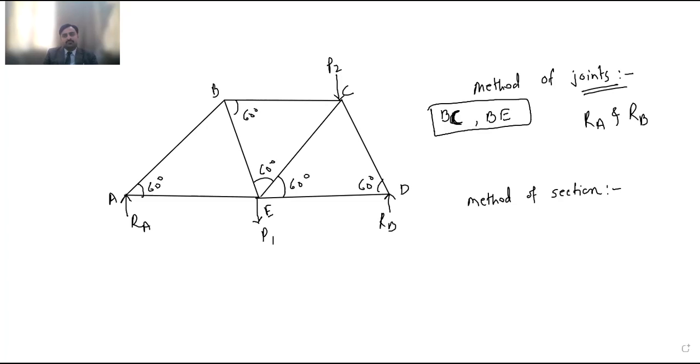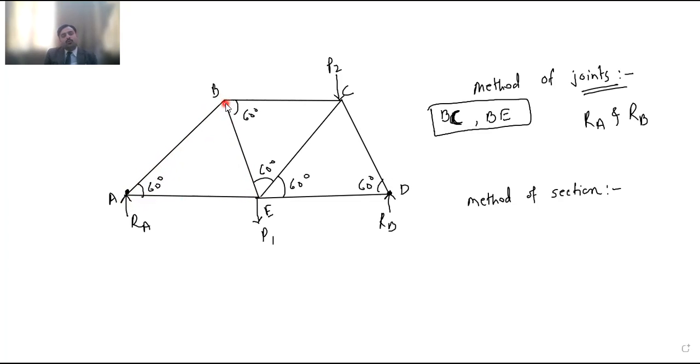We find out the joints where the two forces are unknown, only two unknowns are there. So you can either start from joint A or joint D. Then first of all you have to solve this joint A. You have to calculate the forces in members AB and AE.